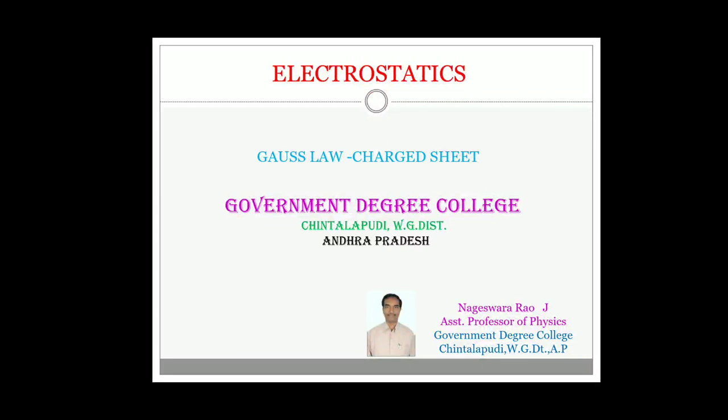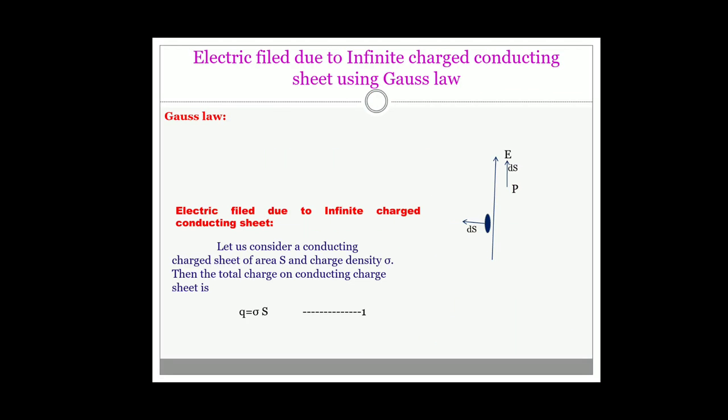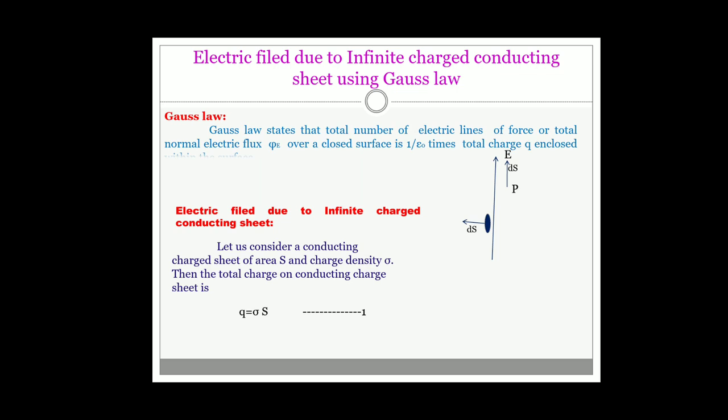In this presentation, I want to analyze the intensity of electric field due to a charge sheet using Gauss law. Before going to the intensity of electric field, once again we want to remember what Gauss law is. We know Gauss law states that the total number of electric lines of force, that is the total flux, is equal to 1 by epsilon naught times the total charge within the closed surface.